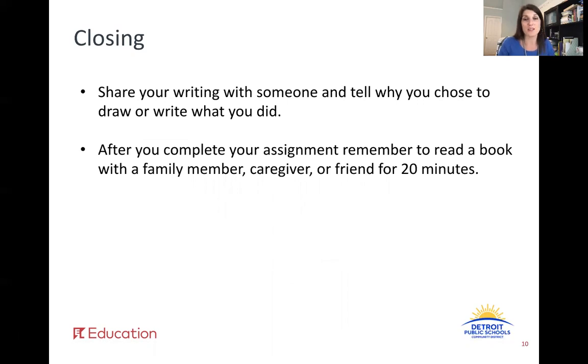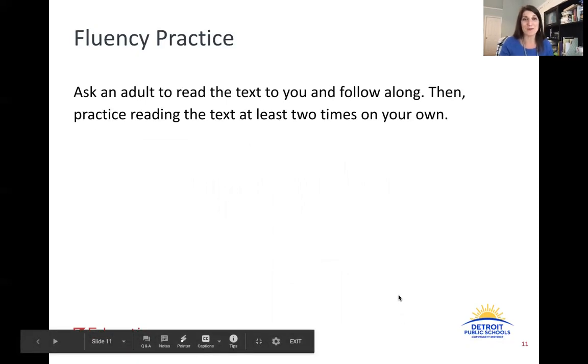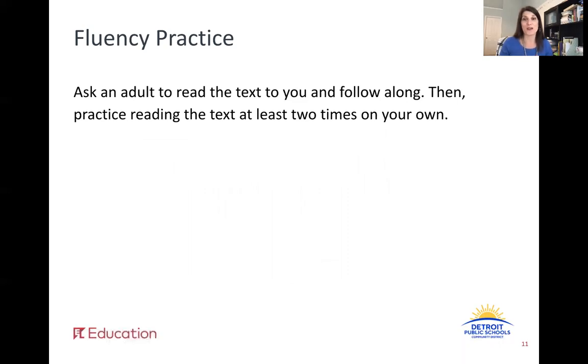And after you've completed your assignment, remember to read a book, enjoy it for 20+ minutes. And then lastly, our fluency practice, ask an adult to read this text to you and you follow along as they're reading. Then you are going to practice the text at least 2 times on your own, okay? So 1, have an adult read the text to you as you follow along. And then after hearing that good example, you practice reading it at least 2 times.